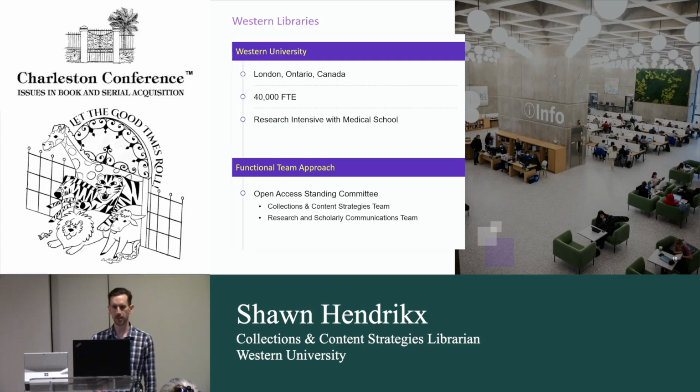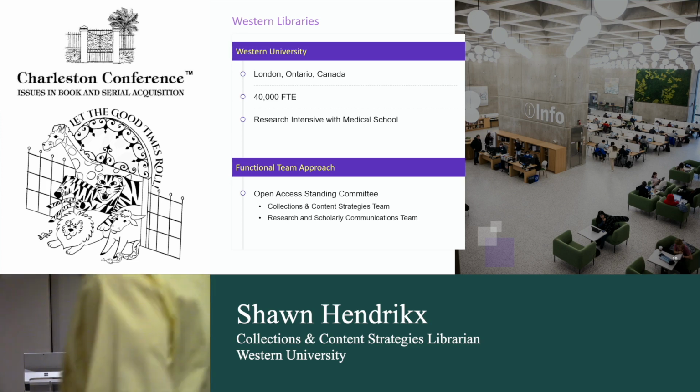So Western University is in London, Ontario, the other London, fake London, whatever you want to call it. And we have approximately 40,000 students, and we are a research-intensive school that also has a medical school. And we are currently in a functional team organizational model, which means we don't have liaison librarians. Instead, we have teams based on collections, research and scholarly communications, teaching and learning, and so on.